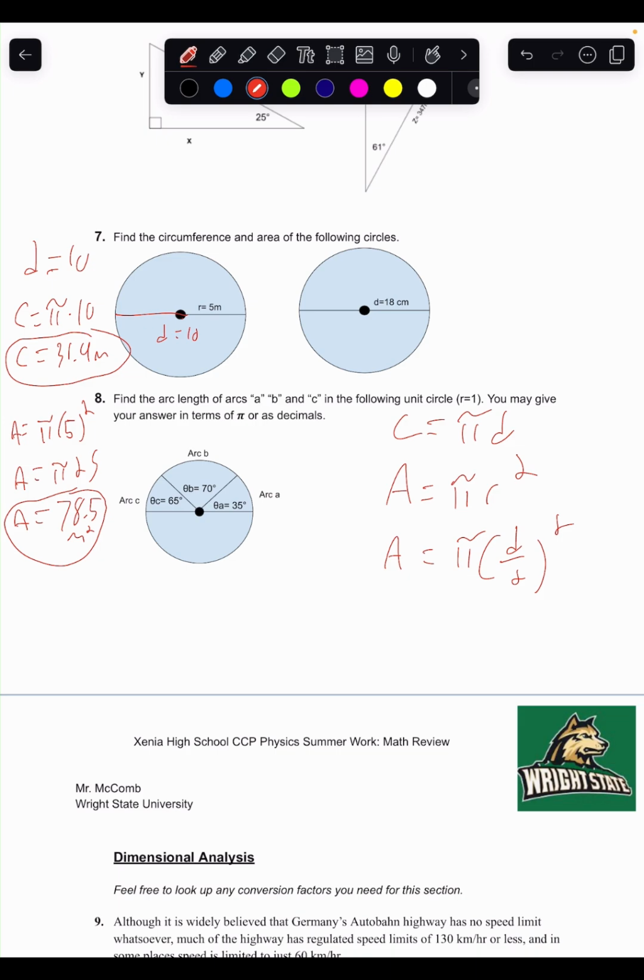And in fact, because this is meters and we're going to an area, it's going to be square meters, or meters squared. Another way you can think about this is area equals pi times (5 m) squared. Both the 5 and the m get squared, so it ends up in square meters.